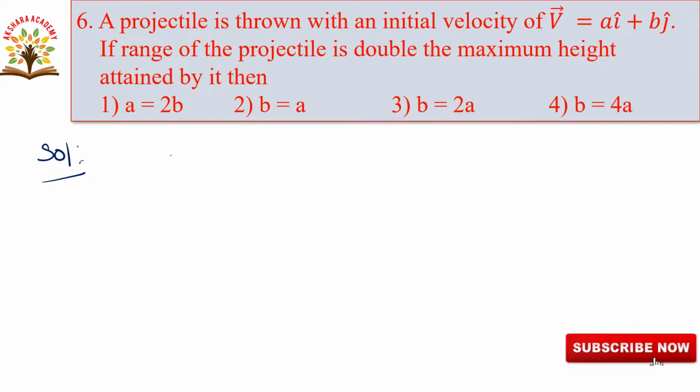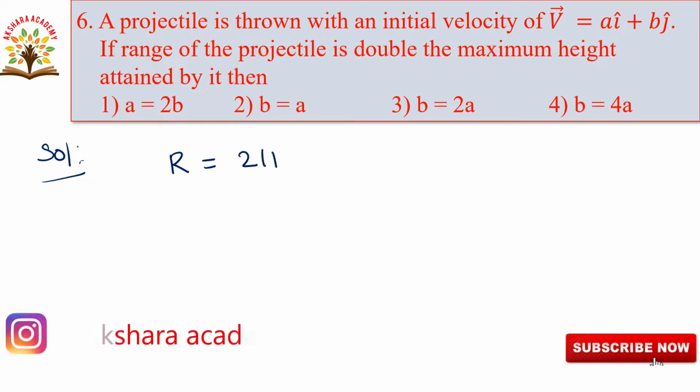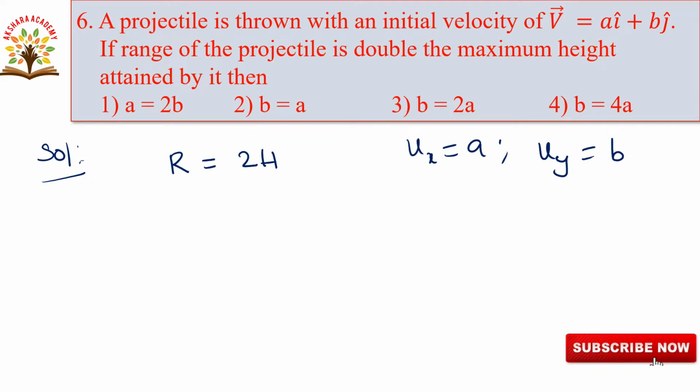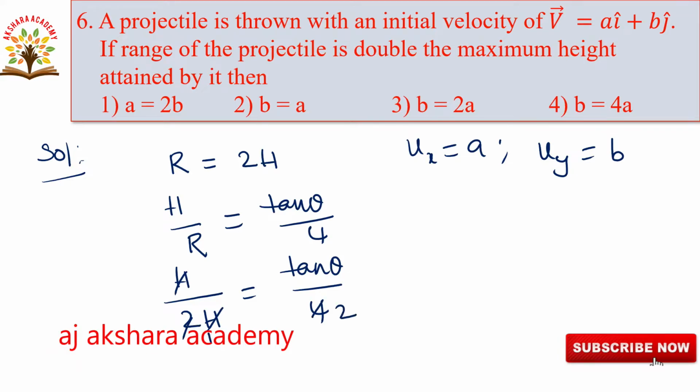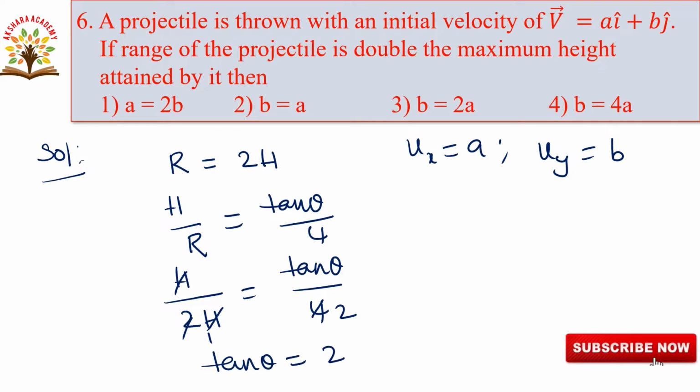In this question, the given range of the projectile is double the maximum height. So R is equals to 2H. Here ux is equals to a and uy is equals to b. So H by R is equals to tan theta by 4. Now we are substituting R. Here R is equals to 2H, so 2H is equal to tan theta by 4. H cancels, 2 ones are 2, 2 twos are 2. So by taking cross multiplication, tan theta is equals to 2.